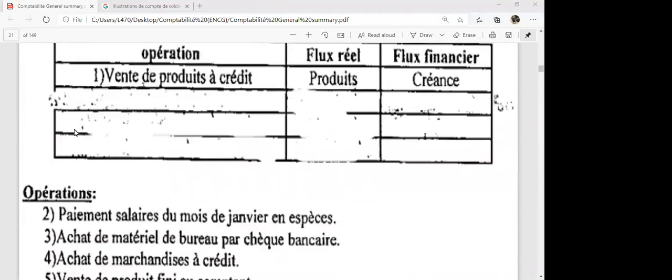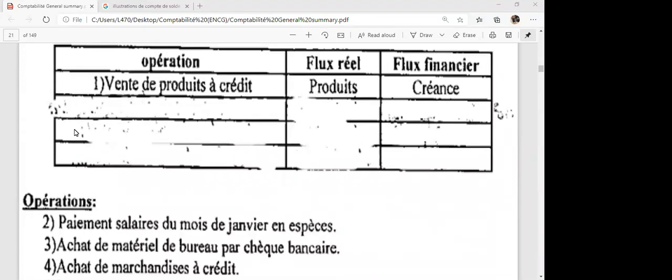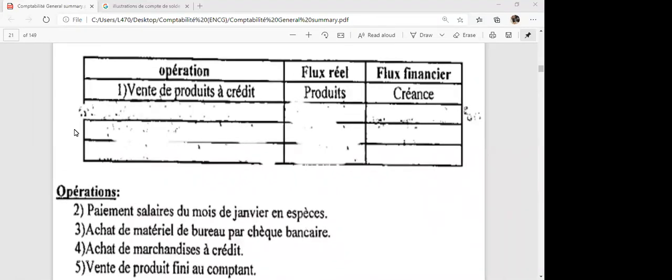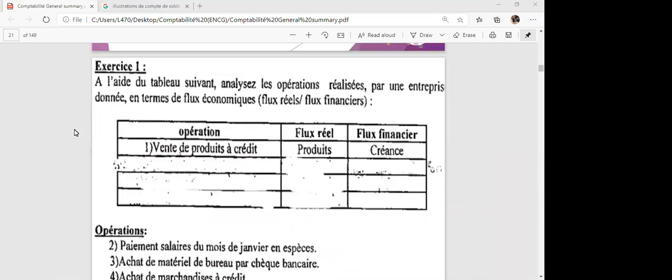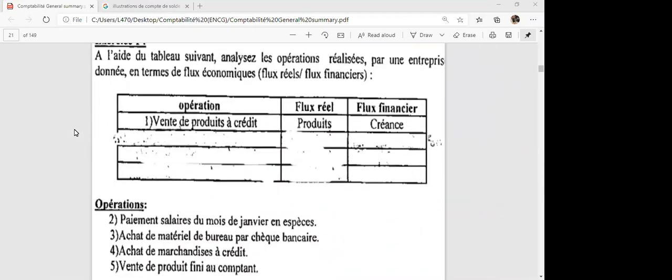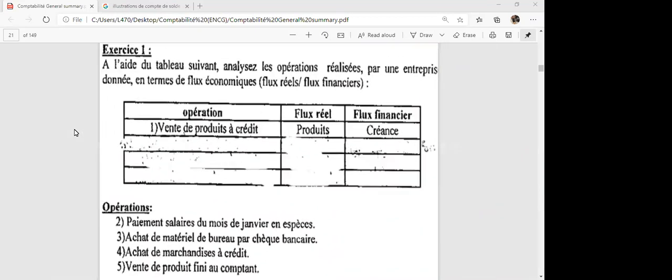Okay, so here's an exercise. Let me just take a screenshot of it. There's an exercise here where we have l'opération, le flux réel et le flux financier. We are going to discuss it later on in the group on how to go about it. Let me just mark the page number.